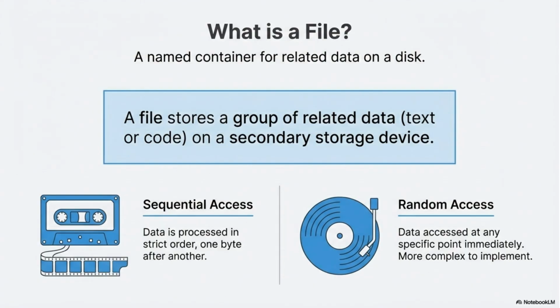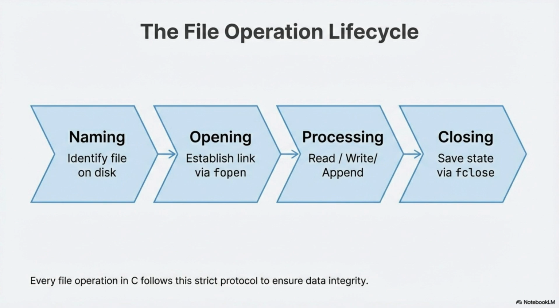A file is a named container for related data on a disk. Access can be sequential, processing data byte by byte, or random, accessing data at any specific point immediately. Every file operation in C follows a strict life cycle: naming the file, opening it via fopen, processing it with read, write, or append, and finally, closing the connection with fclose to save the state and ensure data integrity.